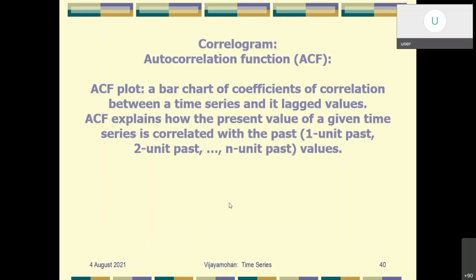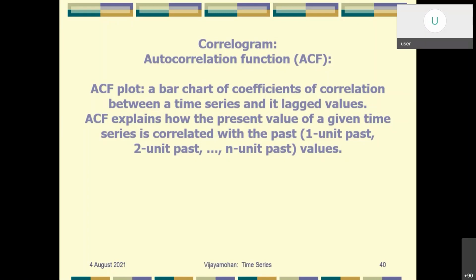Now, how do we identify whether we have a stationary series or a non-stationary series? And whether we have a stationary AR series or MA series or ARMA series and so on. For that purpose, in classical time series analysis, we use a graphical device called the correlogram. This correlogram includes two types of representations. One is what is called the autocorrelation function, ACF. The other one is called the partial autocorrelation function, PACF. Now the ACF plot gives a bar chart of the coefficients of correlation, autocorrelation, between a time series and its lagged values.